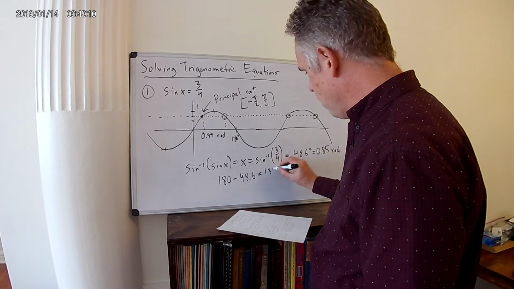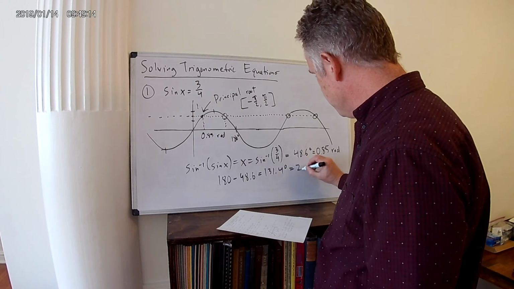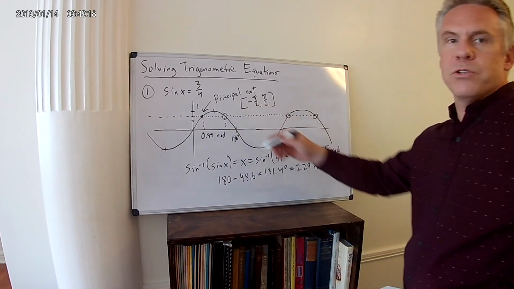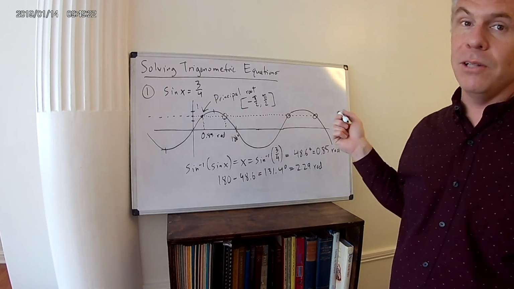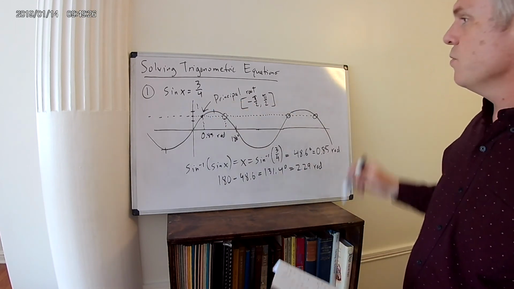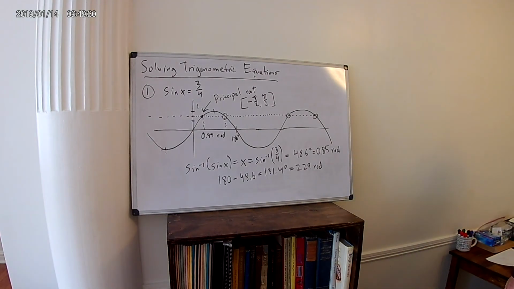And this gives us 131.4 degrees. Or if you do it in radians, this is 2.29 radians. So that's another solution to this equation. In fact, there's an infinite number, and we could find all of these if we felt like it. We don't need to. Mainly we want to know the principal root. That's the solution to this equation. Okay, that's a simple trig function. Let's consider some more examples.